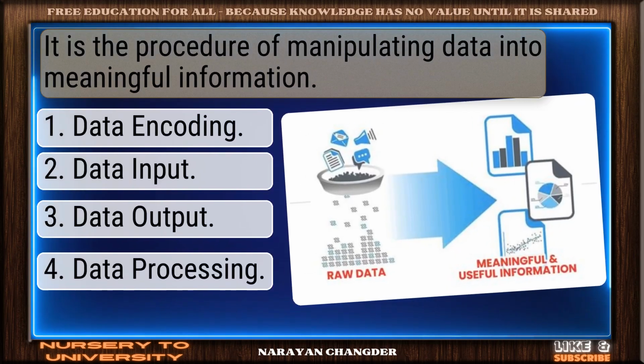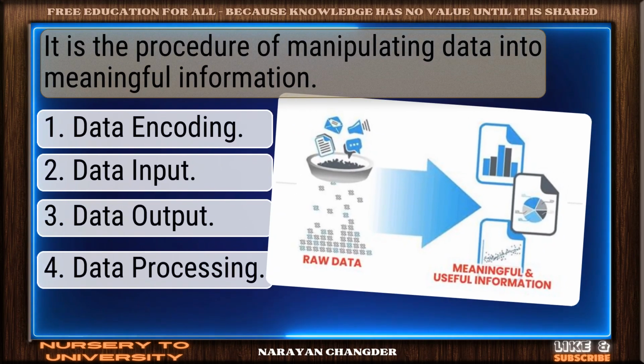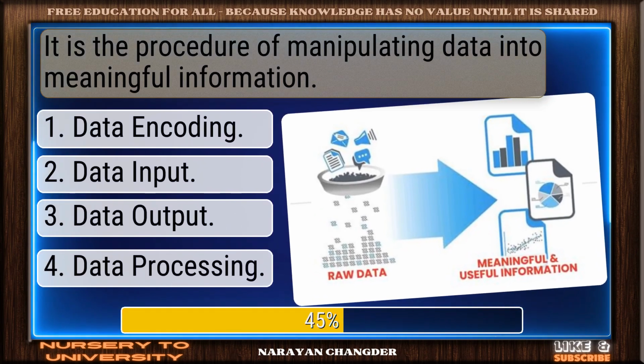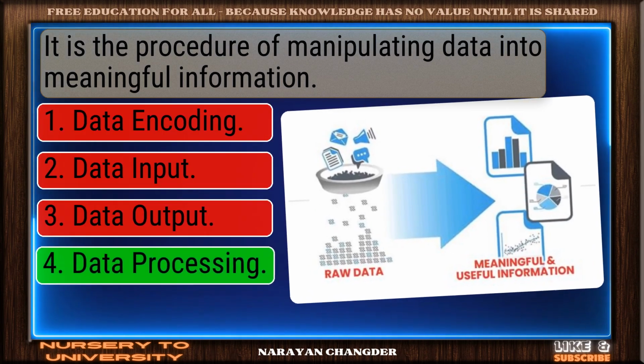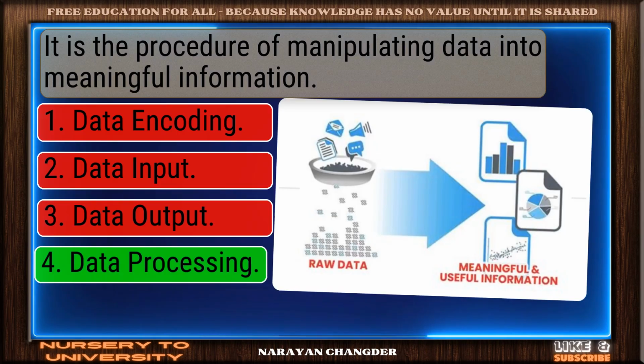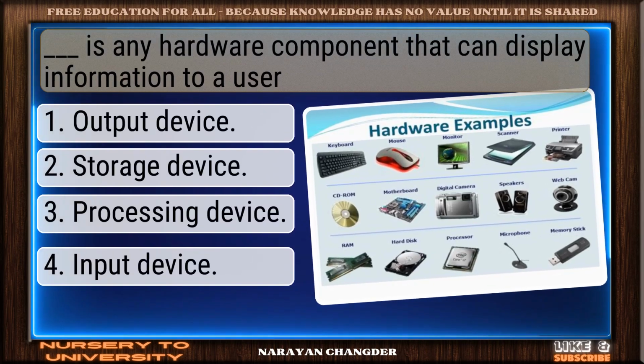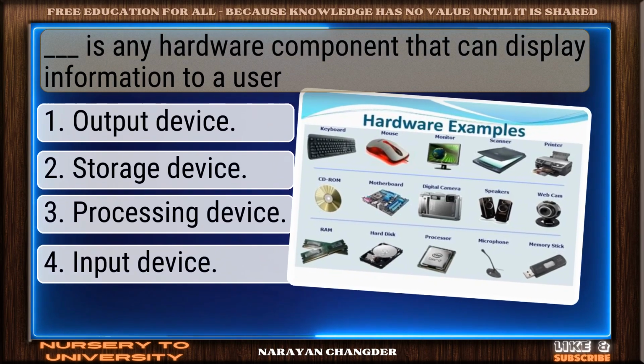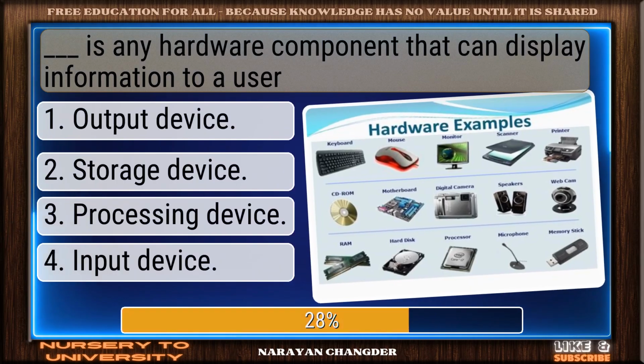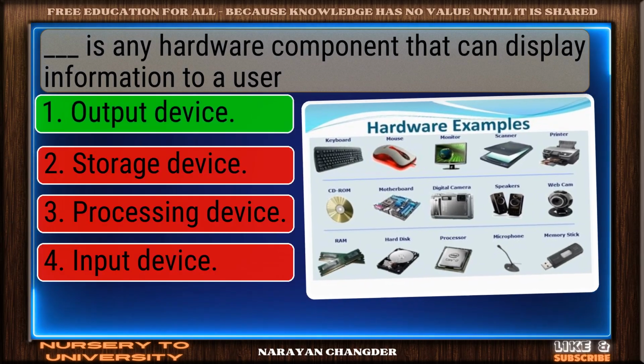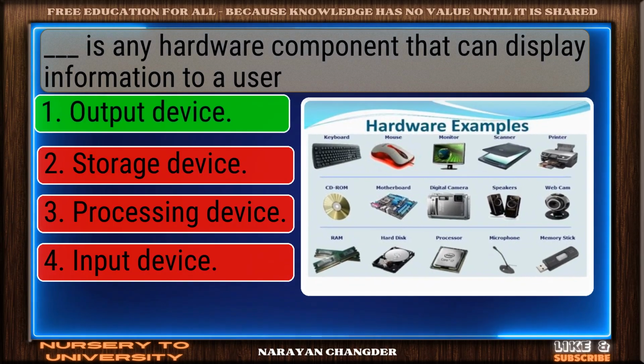It is the procedure of manipulating data into meaningful information. Perfect. Data processing is the one. Dash is any hardware component that can display information to a user. Correct. Output device is spot on.